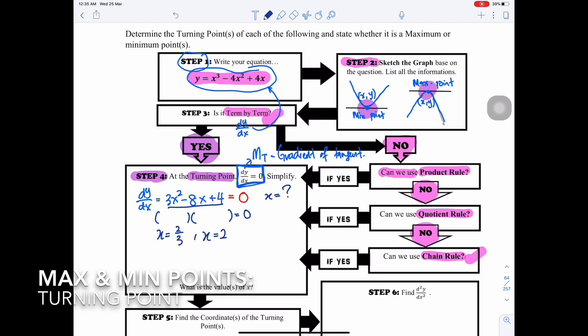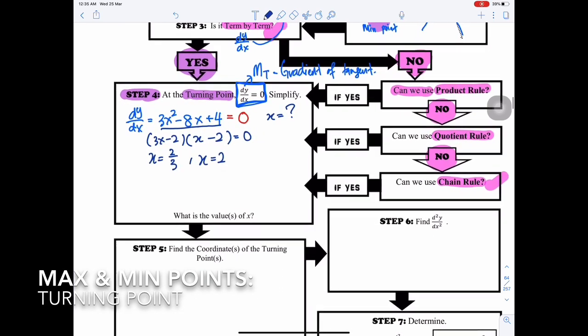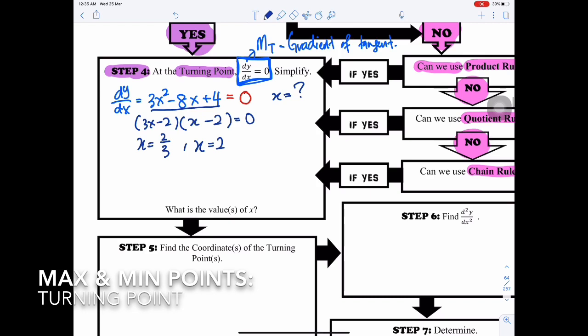Then you fill up in the brackets: 3x minus 2 and x minus 2. So what is the value of x? We already get the value of x, which is x equals 2/3 and x equals 2.